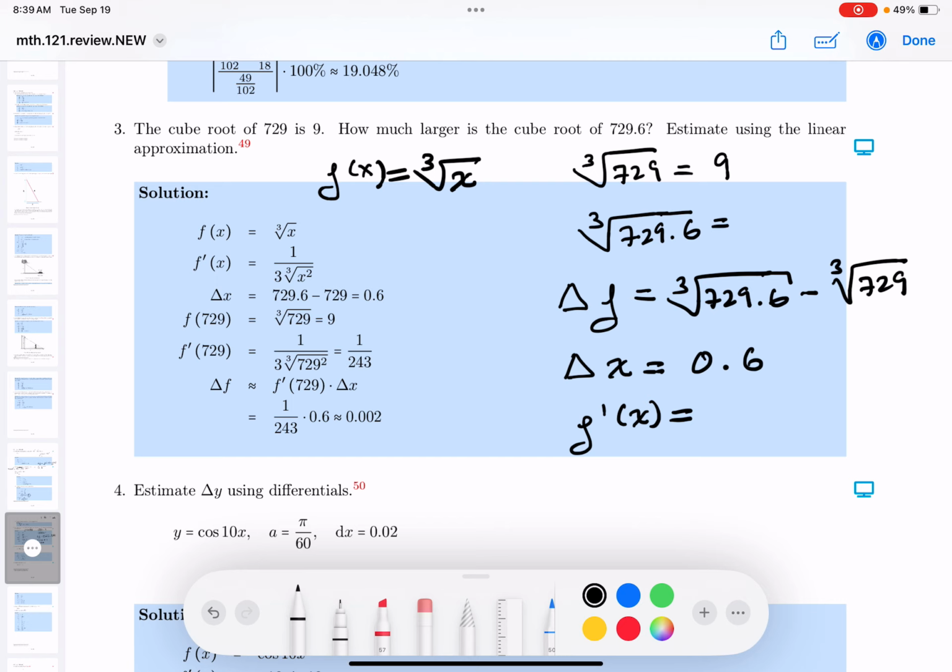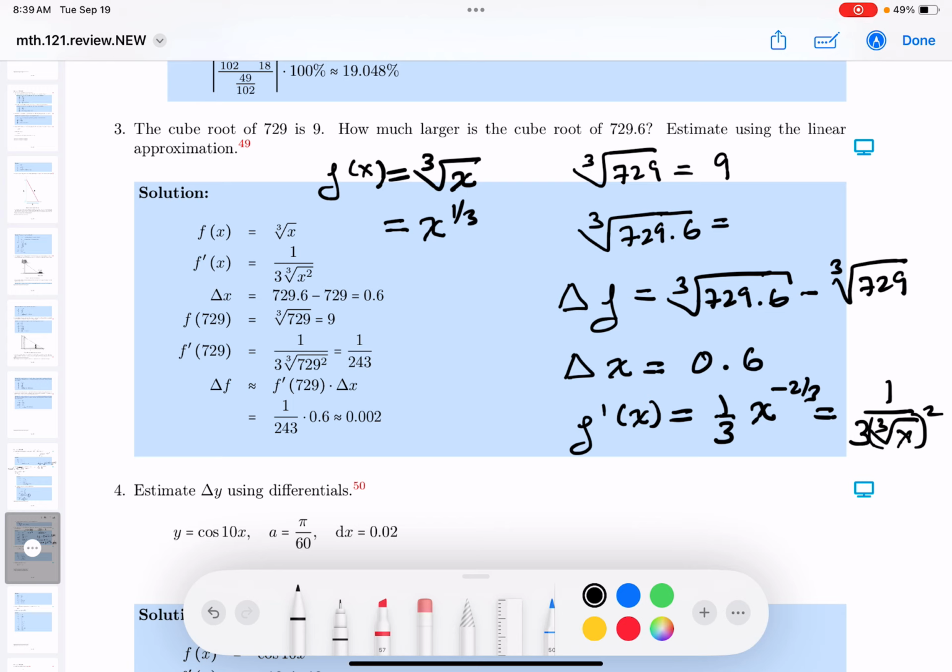And what's the derivative going to be? Well, I'm going to write this a little differently. This is x to the 1/3. So I'm going to say 1/3 x. Take 1 from 1/3, you get minus 2/3. I'm going to write that a little differently. I'm going to write it as 1 over 3 times the cube root of x, that thing being squared.